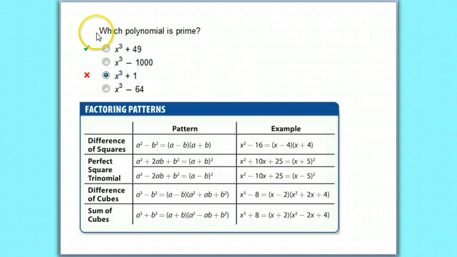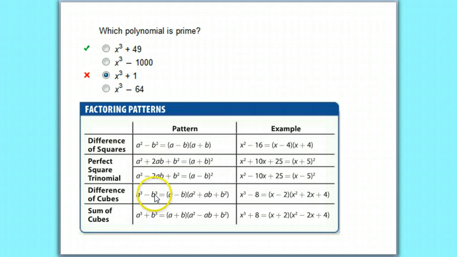Okay, so this question is asking which polynomial is prime? And you have your choices here. This little chart is handy to have. It talks about a few different ways to factor and patterns to look for. Well, if you notice on these, the first term is cubed, so it's probably going to be a difference of cubes or sum of cubes.